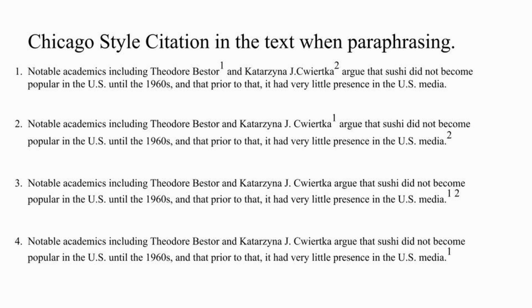Example 3 is wrong because there are 2 citations at the end of the sentence. There should only be number 1. You can have multiple sources under 1 citation. You don't have to have 2 numbers. So example 4 is correct. The citation comes at the end. There's multiple sources. And you'll see in a future slide how to make a multiple source citation.